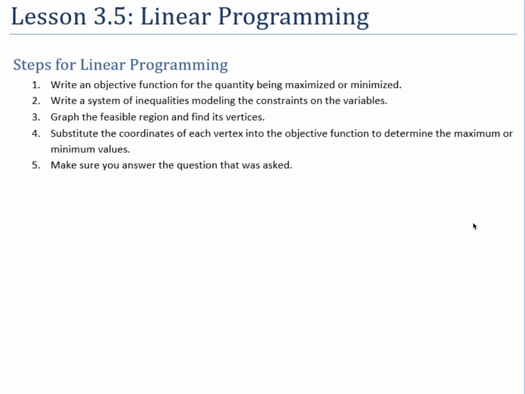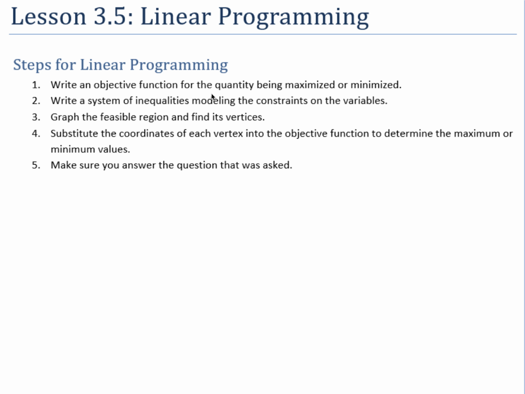We're going to look at the second part of lesson 3.5, talking about linear programming. We introduced it in part 1 and did a couple simple examples, and now we're going to get into an actual word problem where we'll have to come up with our own objective function. We'll have to figure out what the constraints are and then go from there, finding the vertices and plugging values in. So here are the steps that we need to go through.